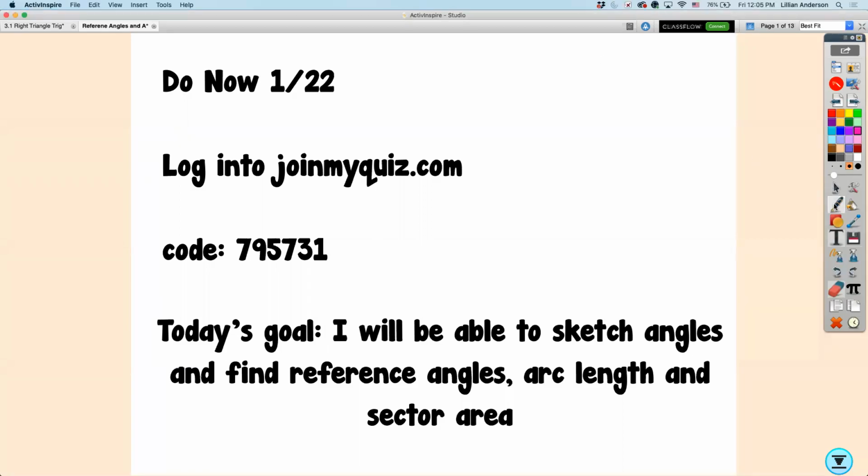All right, so for today, we are talking about sketching angles, finding reference angles, arc length, and sector area. We are going to review just a little bit with coterminal angles and converting from degrees to radians.